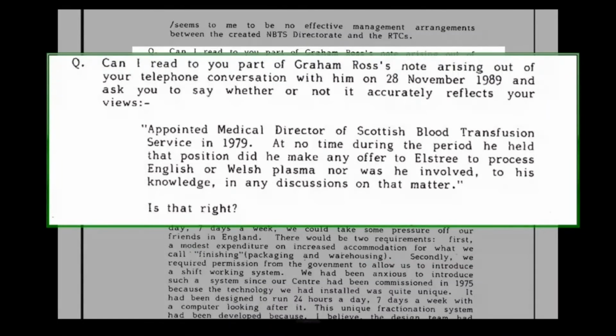The top of page 6, please. Question, can I read to you part of Graham Ross's note arising out of your telephone conversation with him on the 28th of November 1989 and ask you to say whether or not it accurately reflects your views? And then the quote is, appointed medical director of SNBTS 1979. At no time during the period he held that position did he make any offer to Elstree to process English or Welsh plasma, nor was he involved to his knowledge in any discussions on that matter. And then the question is posed, is that right?